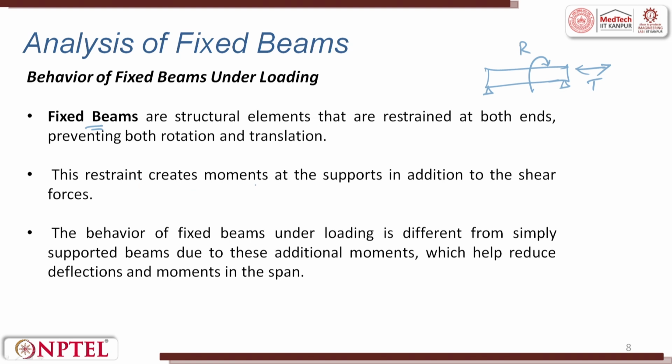This restraint creates moments at the supports in addition to the shear force. Because of this, there is always a moment at the support. These are M. The behavior of a fixed beam under loading is different from a simply supported beam due to these additional moments, which help reduce deflection and moment in the span. If you restrict it, this is going to give a different behavior because you have an additional moment which helps to reduce the deflection and the moment in the span.